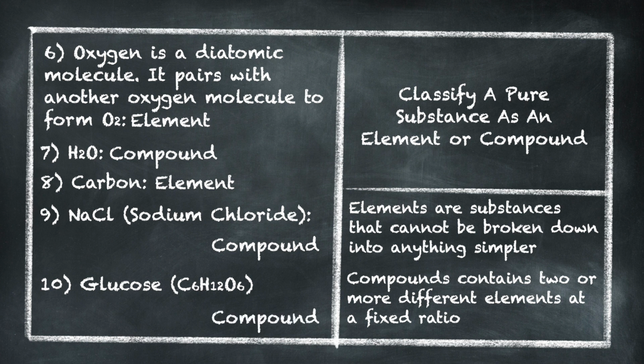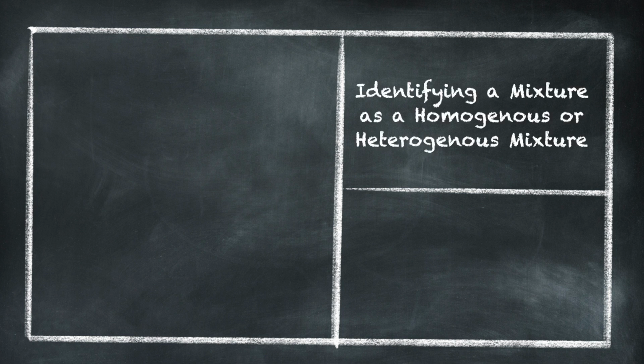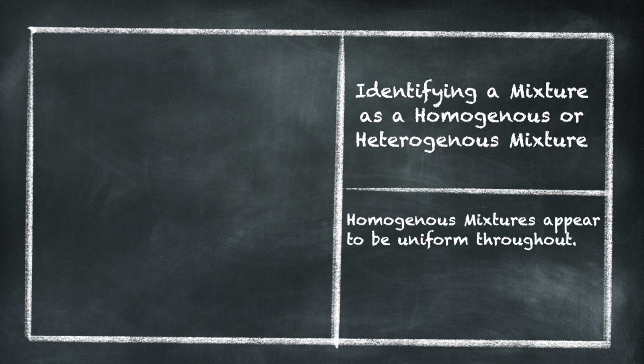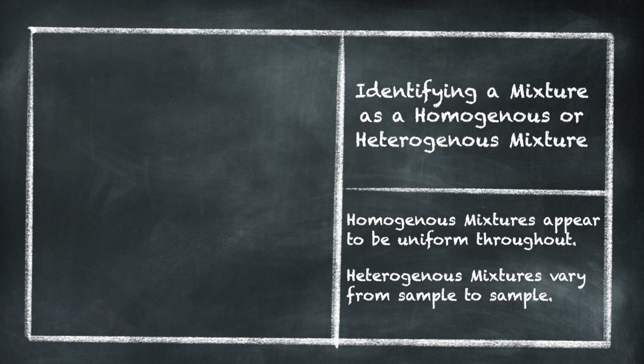Now for our last 5 questions. These questions are going to be dealing with mixtures and identifying whether a mixture is homogeneous or heterogeneous. Remember from our lecture, homogeneous mixtures appear to be uniform throughout. You can't tell that it's made up of different components. While heterogeneous mixtures can visibly vary from sample to sample. In other words, you see the different types of components in each sample.